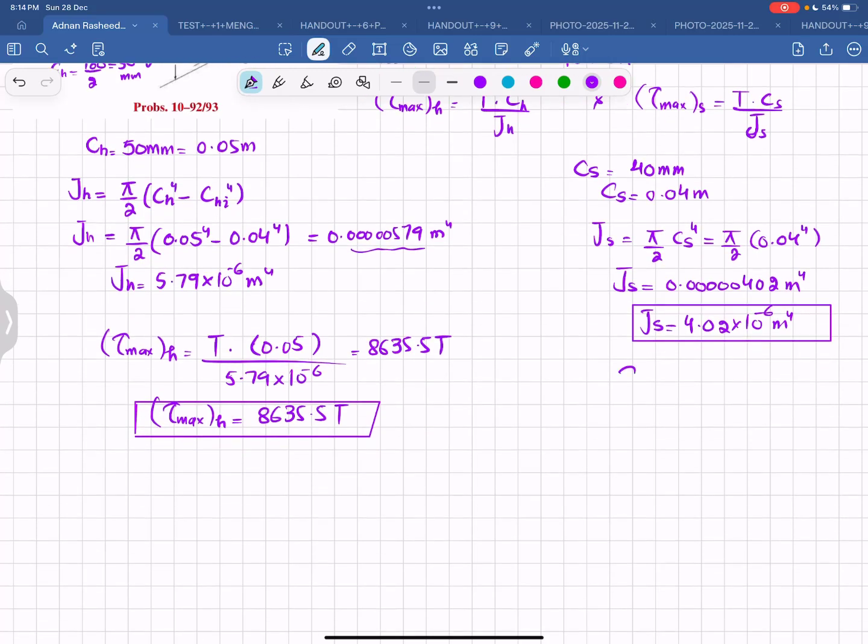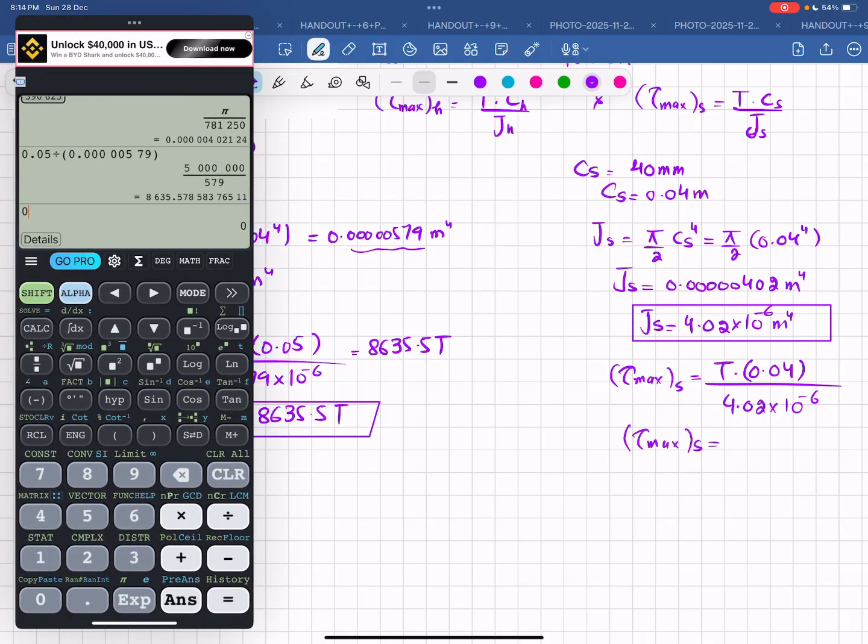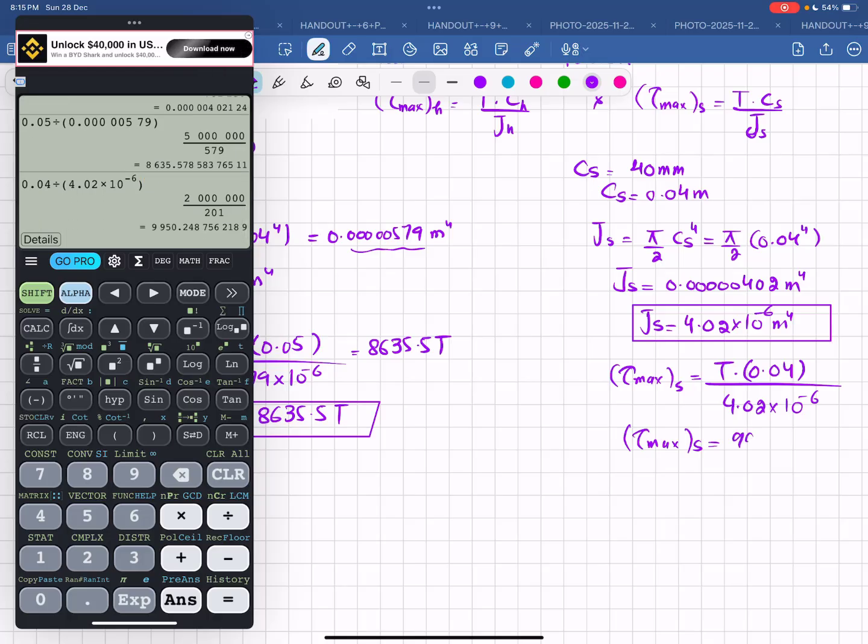Now we will find the shear stress in the solid segment. So the maximum shear stress in the solid segment is T times C. T is there, C is 0.04, divided by J, which is 4.02 times 10 raised to power minus 6. And we will calculate its value. So again you can see 0.04 divided by 4.02 times 10 power minus 6. Okay, and that will give us 9950.2 times T.